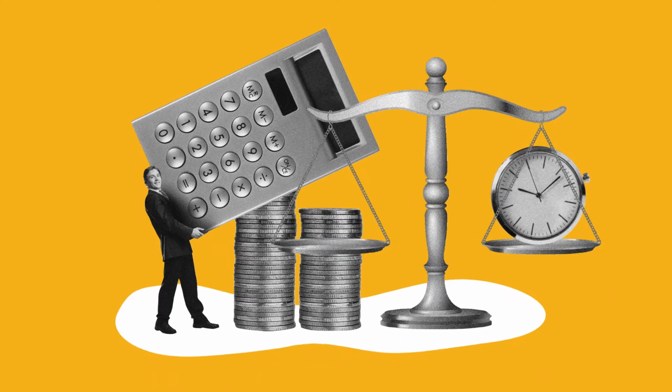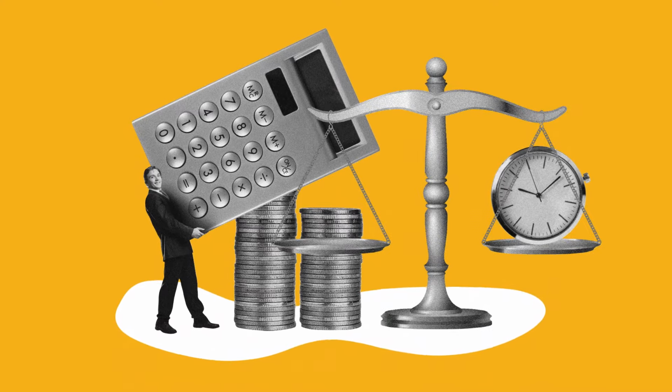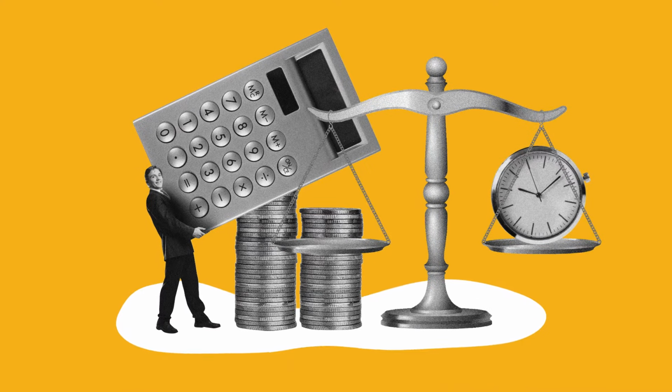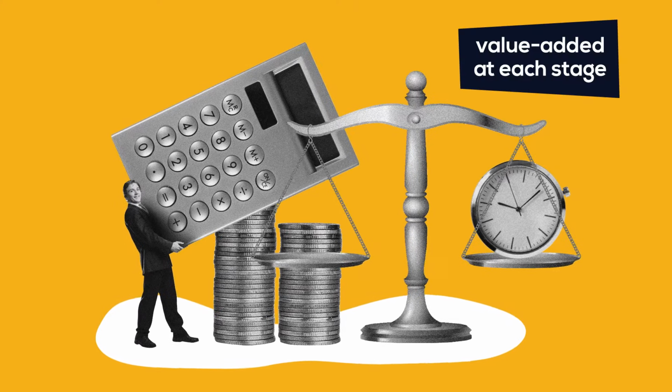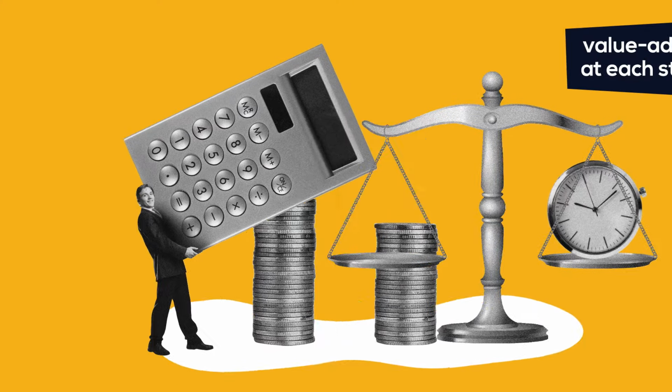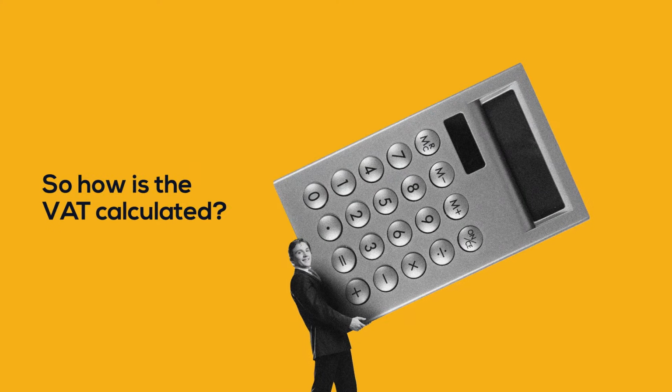VAT is an indirect tax applied to an end consumer on the consumption of goods and services. It is charged at each stage of the supply chain based on the value added at each stage. So how is the VAT calculated?